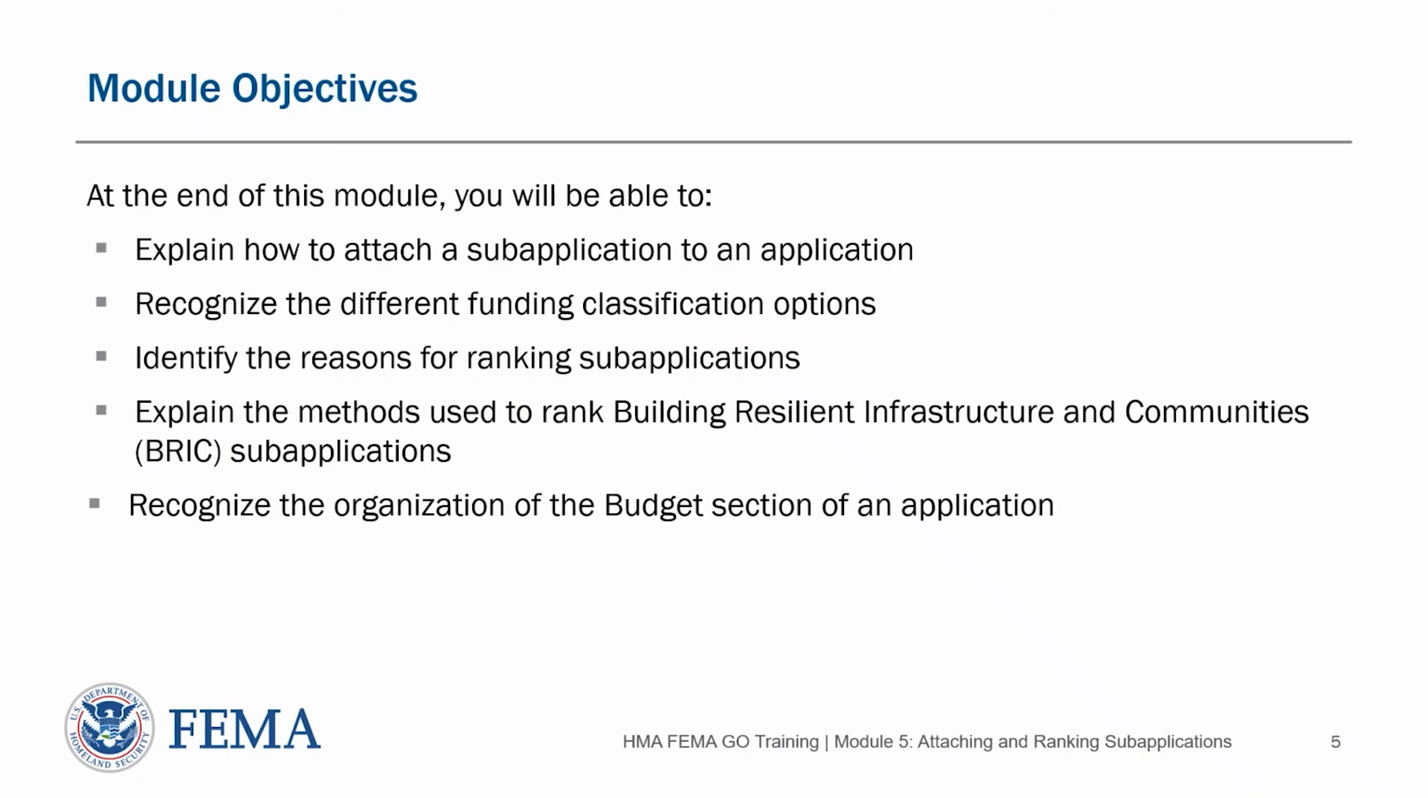Let's take a moment to review what we'll accomplish. At the end of this module, you'll be able to explain how to attach a sub-application to an application, recognize the different funding classification options, identify the reasons for ranking sub-applications, explain the methods used to rank building resilient infrastructure and communities and flood mitigation assistance sub-applications, and recognize the organization of the budget section of a grant application.